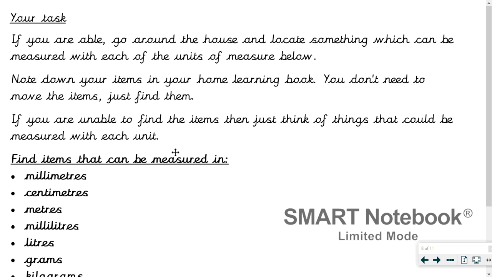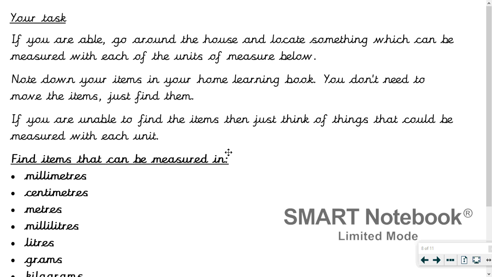So you might write millimeters, and then in your home learning book, go around, find something which you think could be measured in millimeters, and then note what it is next to millimeters. Don't need to pick the items and bring them all back and move them like we did in year 1 and year 2. You can just note them down next to them. It's about you thinking what would be the sensible unit to use for each.